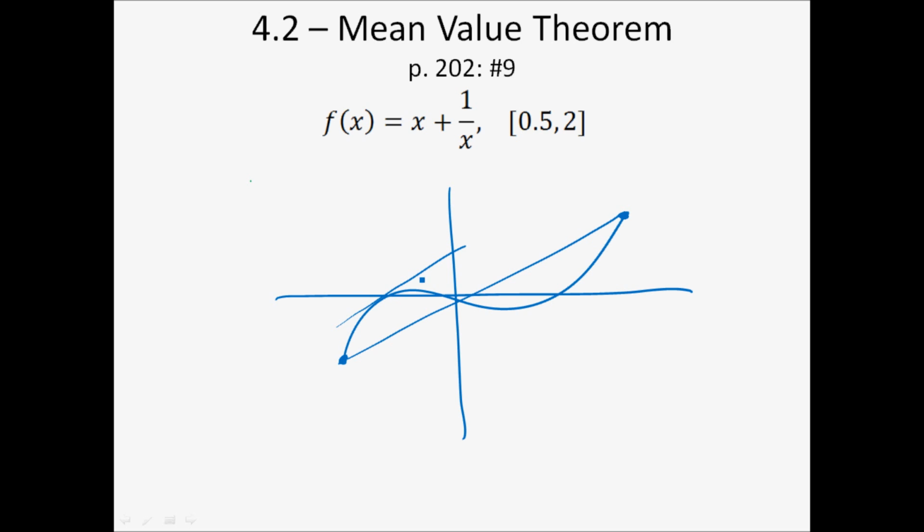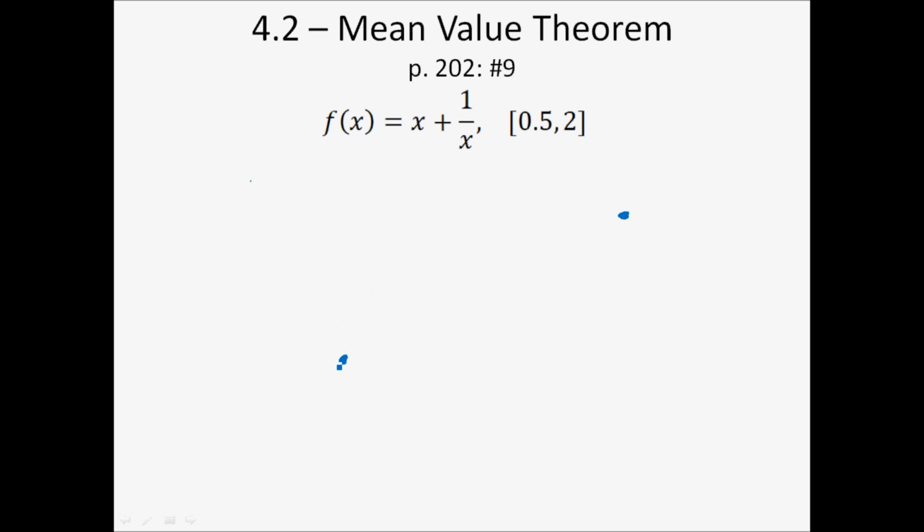In other words, the tangent line has to be parallel to the secant line, and it also probably occurs right about here. So the average rate of change, the slope of the secant, has to equal the instantaneous rate of change, the slope of the tangent. Graphically, that's what's going on in the mean value theorem: the average rate of change has to equal, in at least one point, the instantaneous rate of change. Now let's do a particular problem.